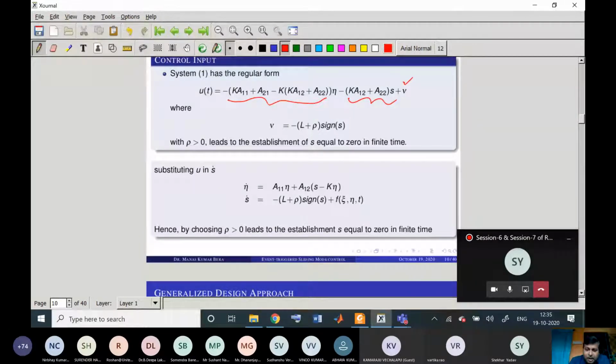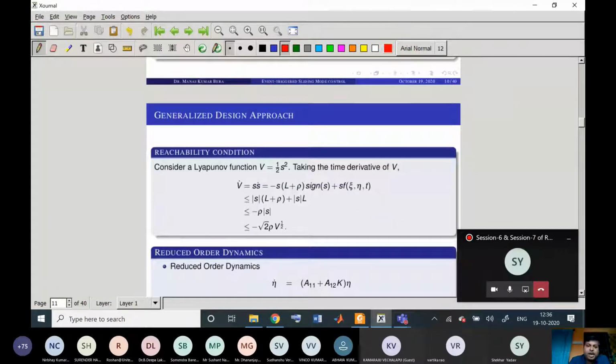Now how we will show that S dot dynamics can be made equal to 0 in finite time? For that we will take the help of Lyapunov function, that is V equal to half S square, and where we can see that V dot is always less than equal to minus root over of 2 rho V to the power half. If we are able to prove in this form, then definitely we can say that S and S dot are going to be 0 in finite time. And once S and S dot is going to be 0 in finite time, then what will happen to the reduced order dynamics?